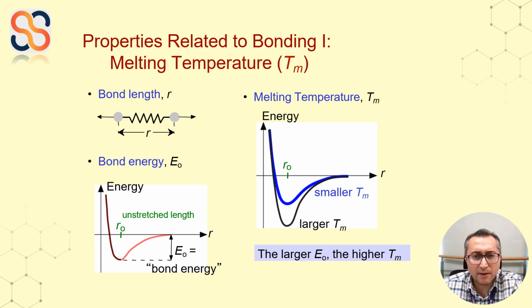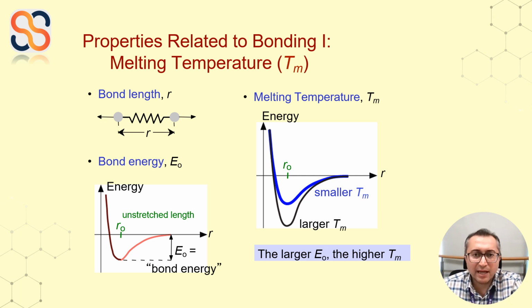Now, let's talk about bond length, R. This is the distance between the nuclei of two bonded atoms. Imagine it like a tiny resistor in an electrical circuit, where the length can impact how electricity flows. Similarly, the bond length affects how easily atoms can vibrate and move apart.